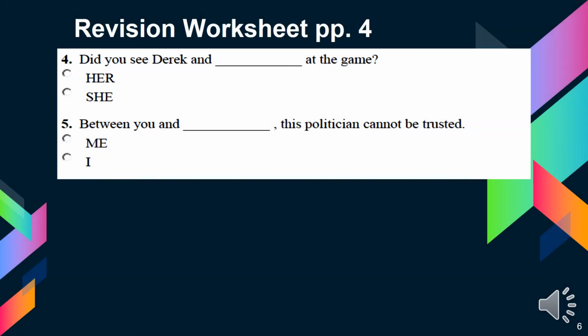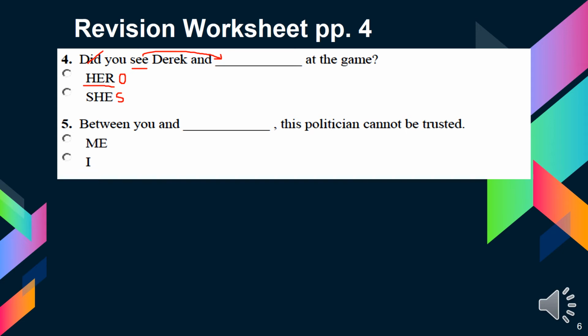So number 4, did you see Derek and her or she at the game? Now where is the verb? It's see. Just do not look at this, because this is a helping verb. So you see Derek and her, or you see Derek and she. She is a subject pronoun. It comes before the verb. But her is an object pronoun and it comes after the verb. So what is the verb? It's see. So I need an object pronoun that comes after the verb, which should be her. Did you see Derek and her at the game?